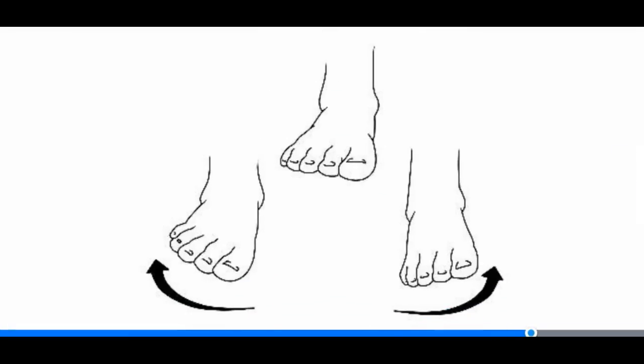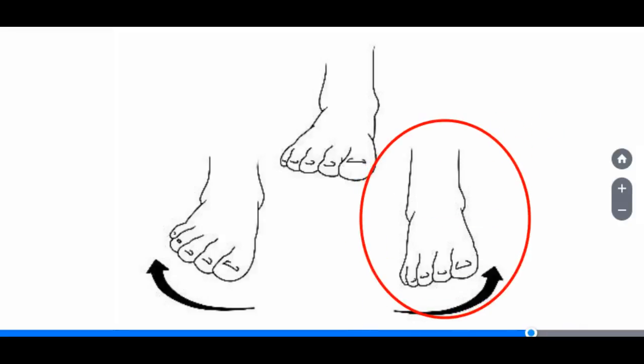Inversion occurs when the sole of the feet is turned inwards. Walking on the lateral aspect of your foot requires inversion. Eversion occurs when the sole of the foot is turned outward. Walking on the medial aspect of your foot requires eversion.